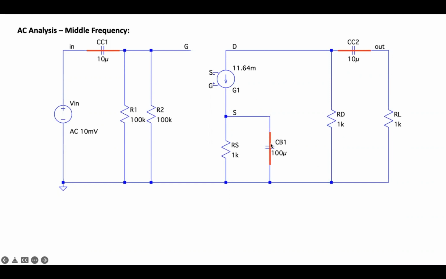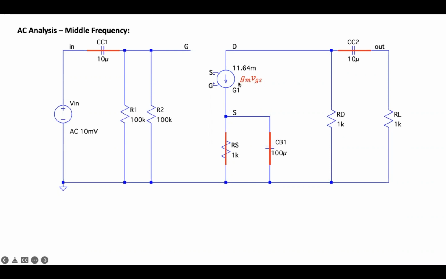Then the bypass capacitor CB1 is shorted. So this will also short out the source resistor. That would connect the source terminal of the transistor directly to the ground. So that is what happens there. Okay? Then for this current source, the drain current is equal to gm VGS.